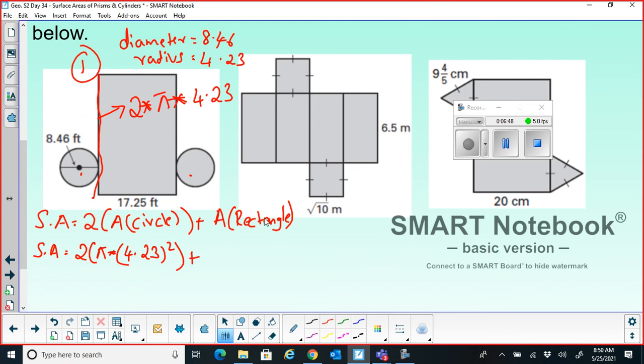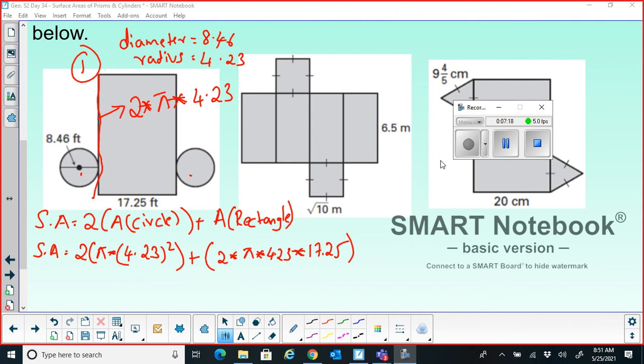And area of rectangle is length times width. Length is 2 times pi times 4.23, and the width is 17.25. Luckily, we have everything in feet, so we don't have to convert anything at all. We will simplify this in the calculator further to get our final answer.